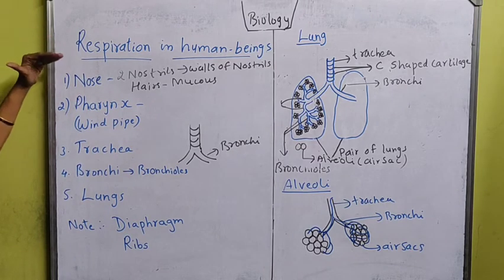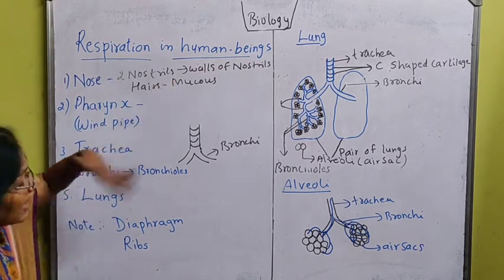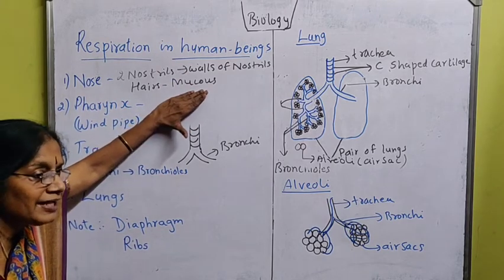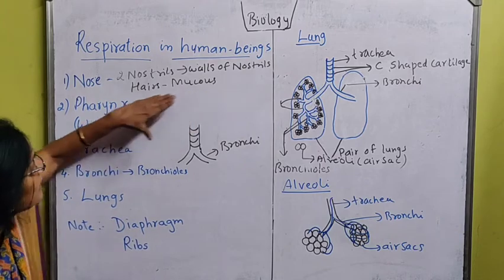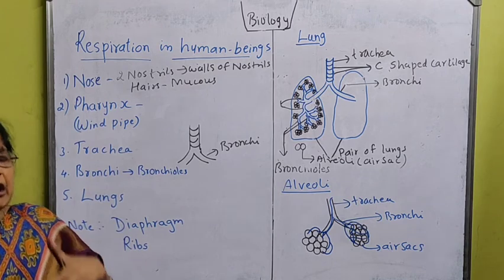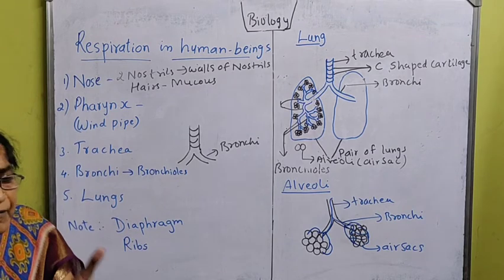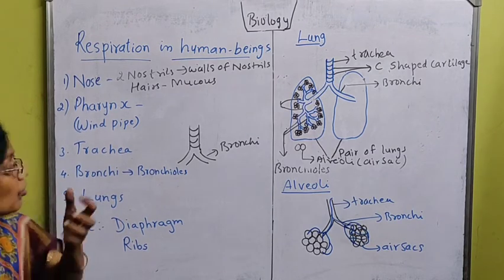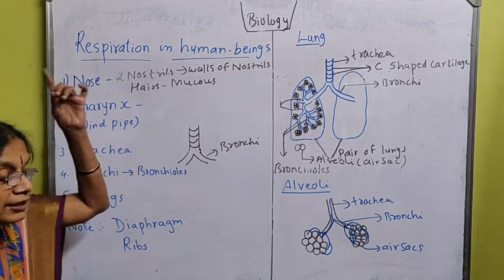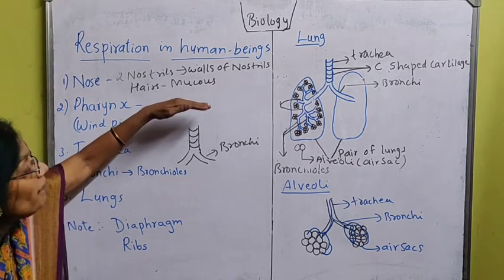So once again, we have the nose. The nose has two nostrils, and inside, the walls of the nostrils are mucous in nature, that is, a mucous membrane is there, and hairs are there. Why are these two things there? Because the air contains dust, bacteria, and many small organisms. It should be filtered, because otherwise it would go directly to the pharynx and enter the lungs. The unwanted substances would enter the lungs, so it is stopped and filtered.